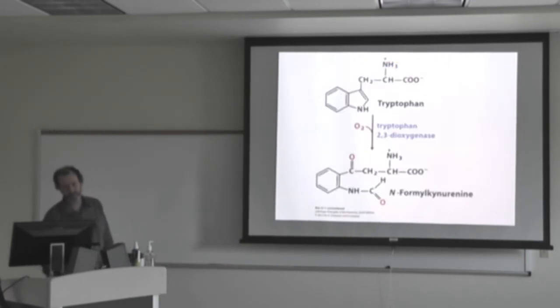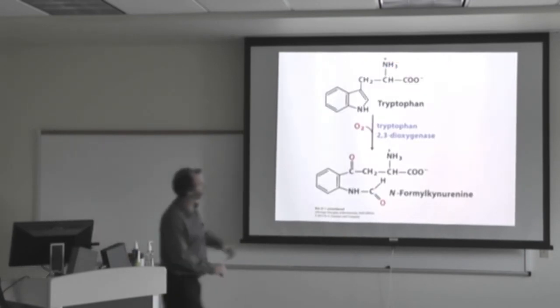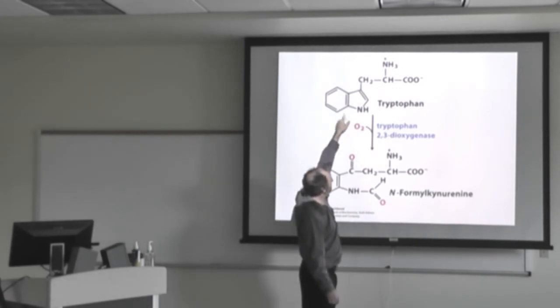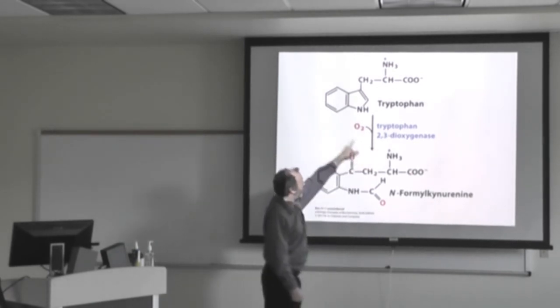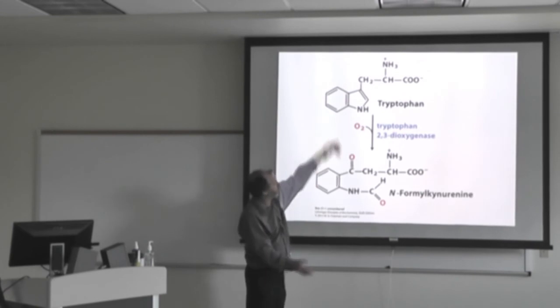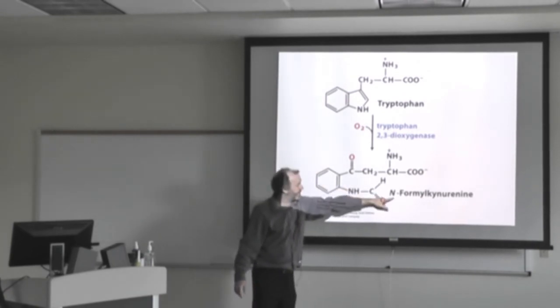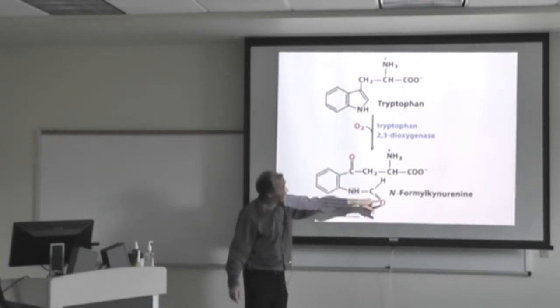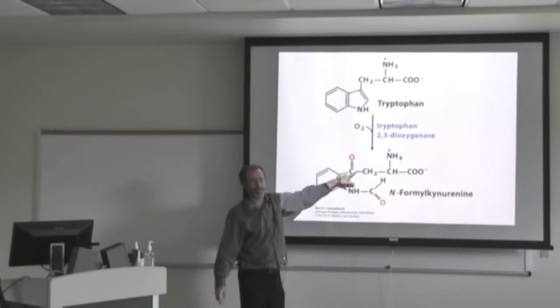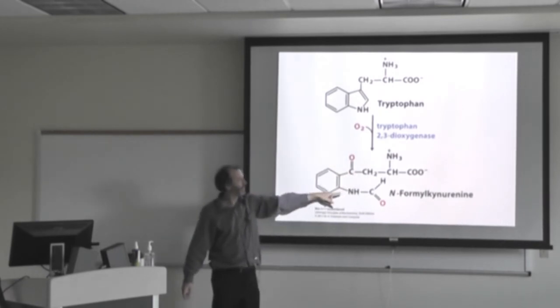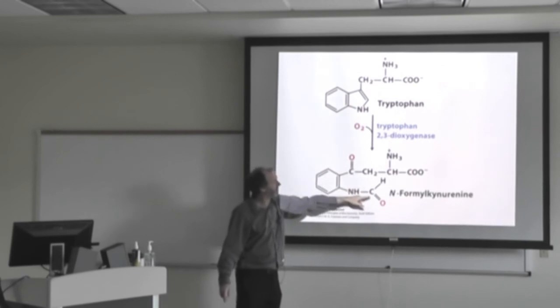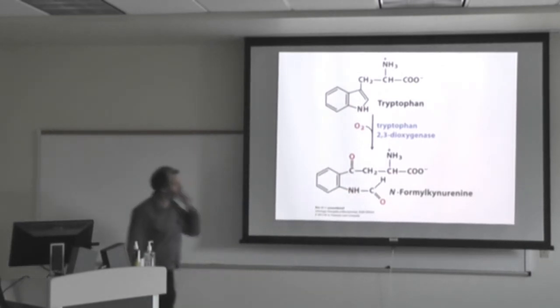So here we have tryptophan 2,3 dioxygenase. We have the indole ring here. Oxygen comes in and it splits that indole ring, and you form N-formylkynurenine. I don't know how you say that. But you've added oxygen here and oxygen here in the form of carbonyls, right?